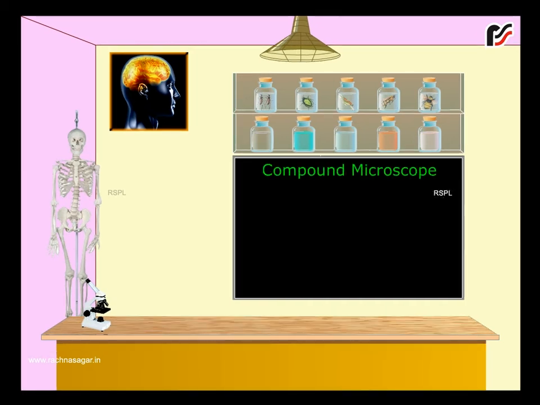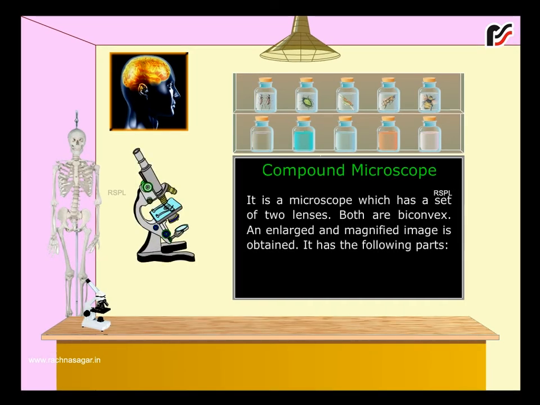Compound microscope. It is a microscope which has a set of two lenses. Both are biconvex. An enlarged and magnified image is obtained. It has the following parts.